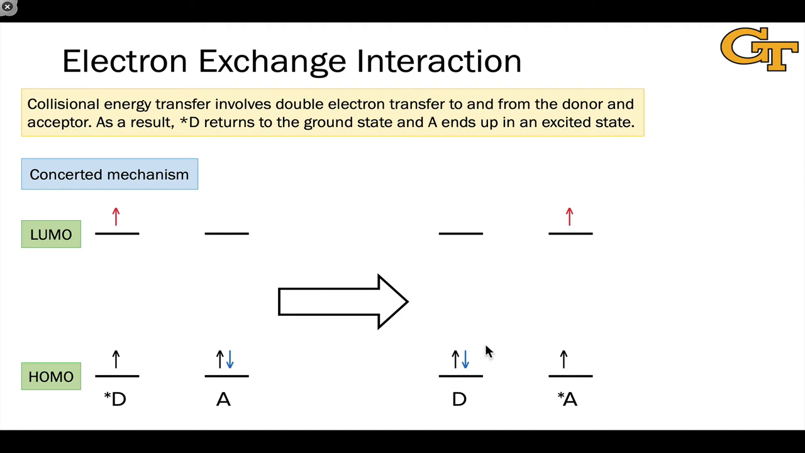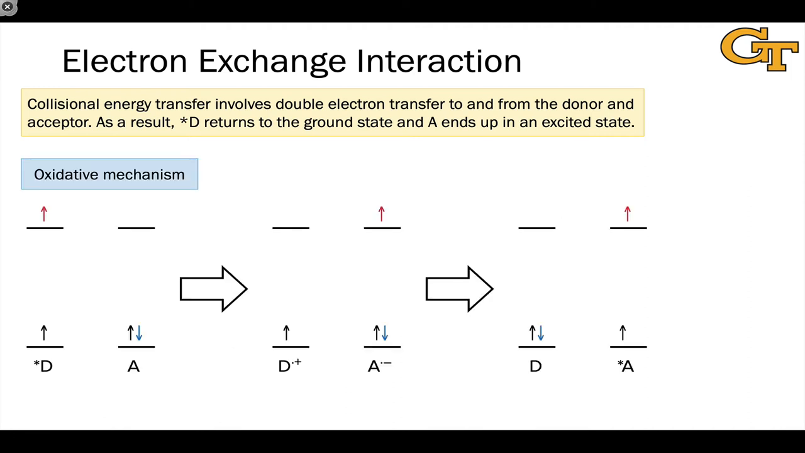The way we've drawn it here, the orbital energies are exactly equal, and in that case, the electron transfers will be perfectly concerted, since electrons are not going up or down in energy as this process takes place. And in fact, this is an exactly reversible process as well, right? Since the energies of the orbitals are the same on the right as they are on the left, at least in theory, in this highly contrived situation.